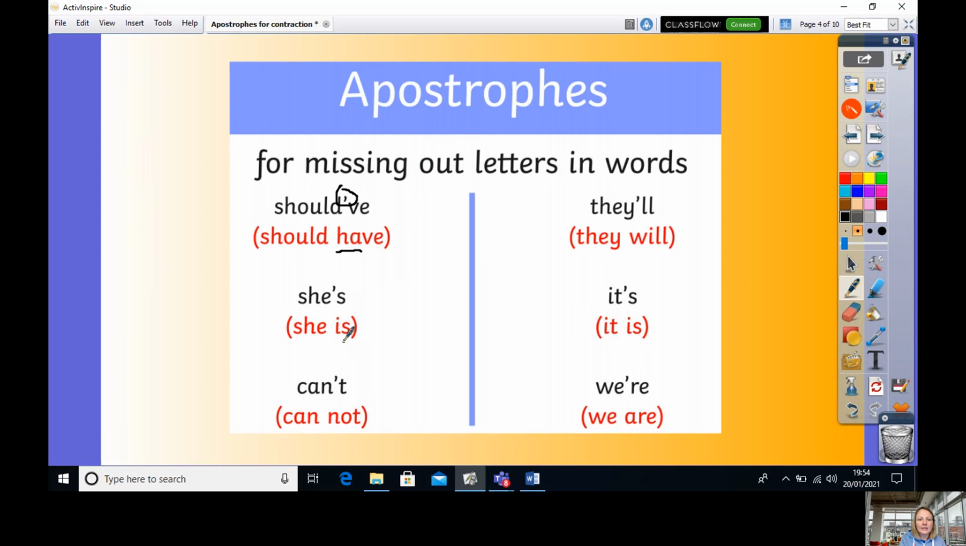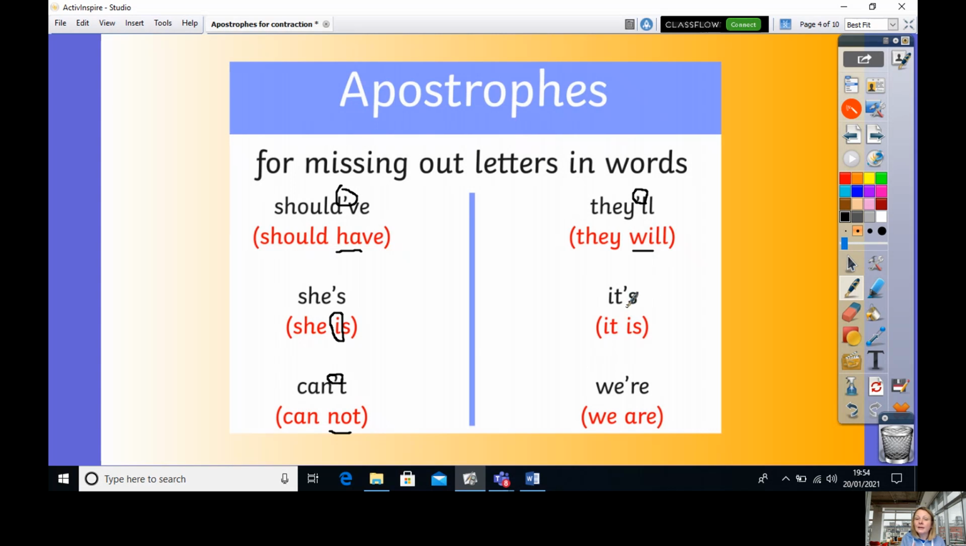Next one, she is. So what letters have gone missing? I, and the apostrophe has been put in that place. Next one, cannot. So what letters are missing here? So the N and the O have been taken out and the words cannot have been contracted to make the word can't, and the apostrophe has been put in their place. They will. What letters have disappeared there? Yep, the W and the I have been replaced by the apostrophe. They will have become they'll.